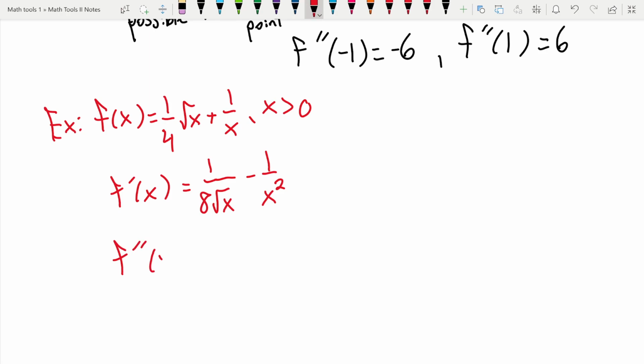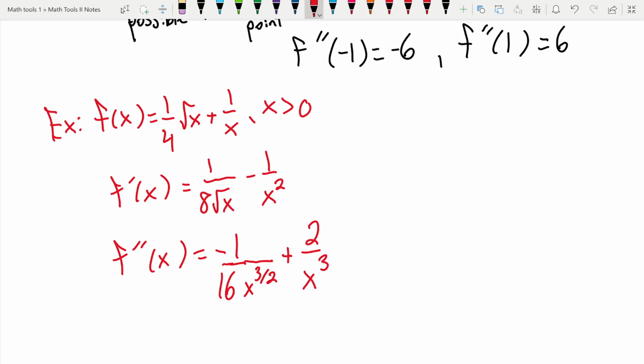Okay, so now when we do f double prime of x, we're just going to do the power rule with both of these, remembering that this is like x to the -1/2, right? So 1/8 times -1/2 is -1/16, and then -1/2 minus 1 will be x to the 3/2, on the denominator still, because it's -3/2. And then for this one, you bring the -2 down and then subtract 1. So this is going to be a +2, because the negatives will cancel, over x cubed.